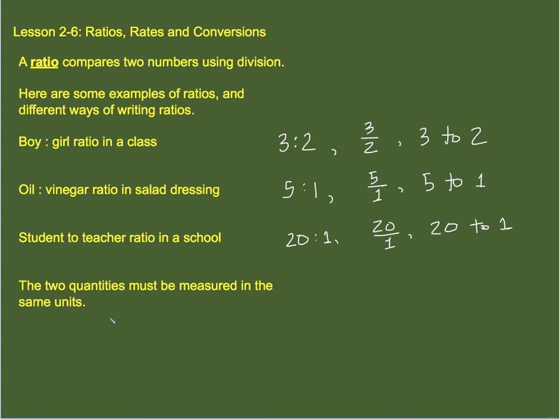Now, the two quantities that we're measuring in a ratio must be measured in the same units. So for instance, the boy-to-girl ratio in a class. Boys and girls are both people, so the units of the 3 and the 2 are people. In oil and vinegar, the units are ounces, 5 ounces to 1 ounce, or 5 gallons to 1 gallon. They're both measured in the same units. And student-teacher ratio in a school. Both students and teachers are measured in the same units, that unit being people.